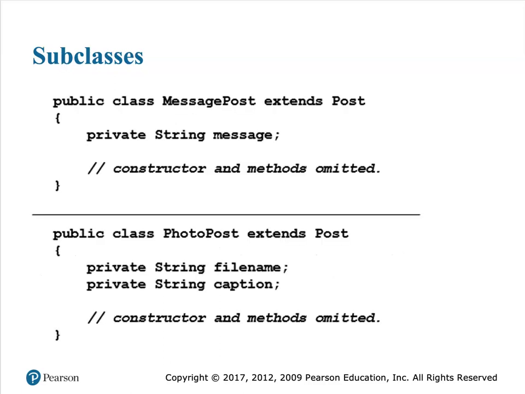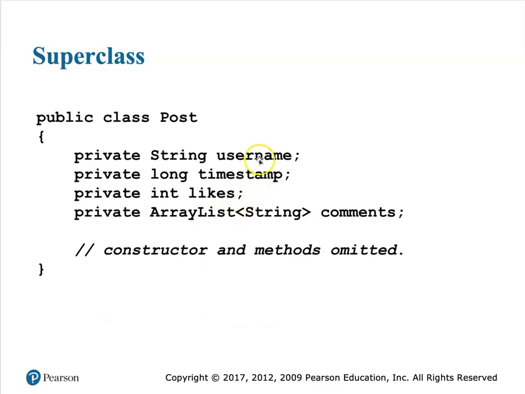The subclasses are much simpler. Where they used to share a lot of variable names and types, now the only thing in each subclass is the piece of data that is unique to that subclass's needs. So the MessagePost only has a single field of type String. The PhotoPost has 2 fields of type String. But because they extend Post, remember, they are still inheriting the username and the timestamp and the likes and comments, even though they're not explicitly listed in their source.